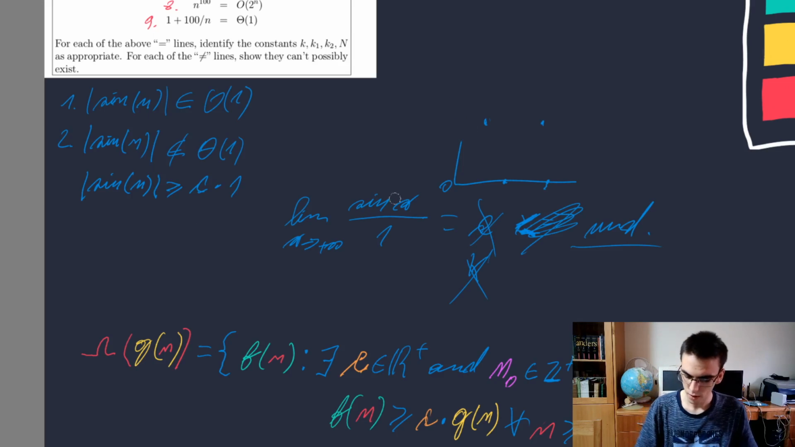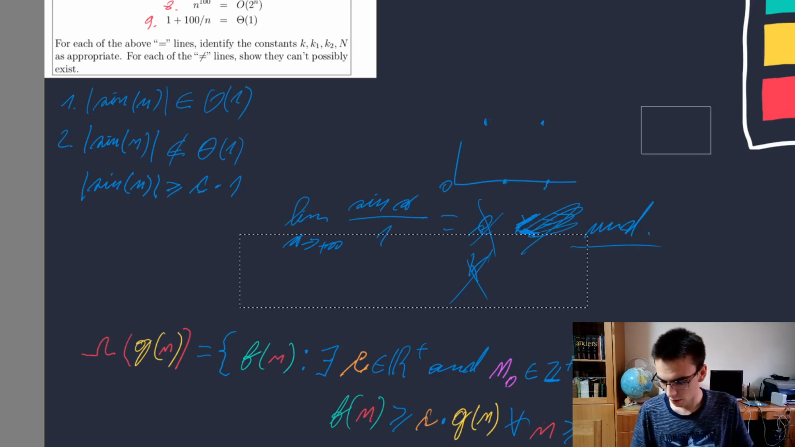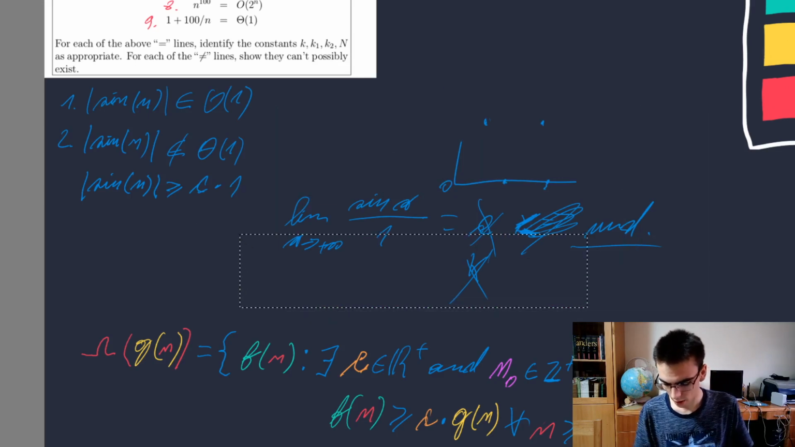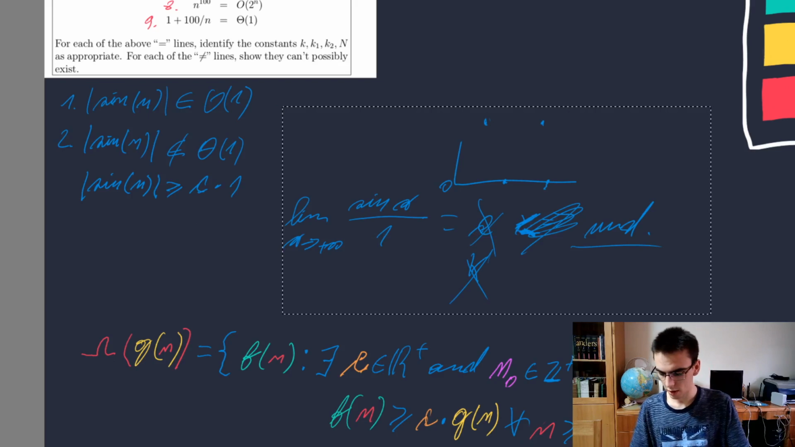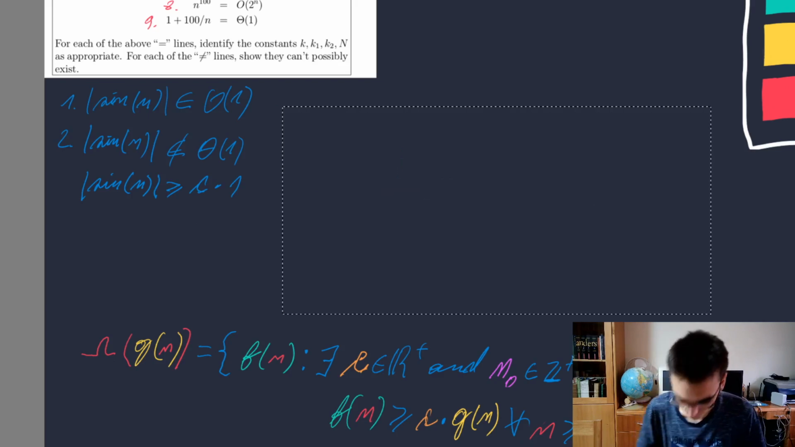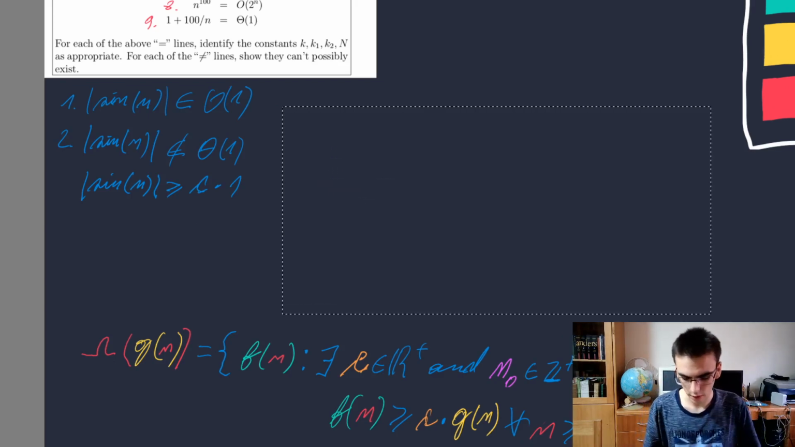Okay. So that's the reason why it is not omega 1 and it is not theta 1, big theta 1. So I hope that was clear.